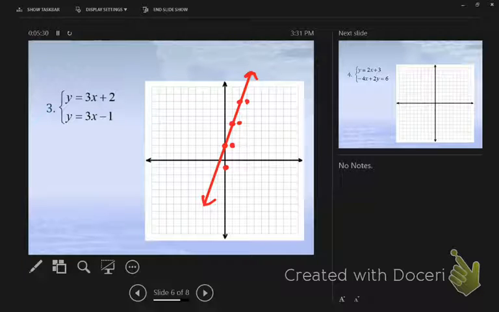So these lines are very close together, but hopefully we can see that they don't touch each other, and they're not going to. If two lines do not intersect, they don't touch ever at all, they are parallel, then there is no solution.